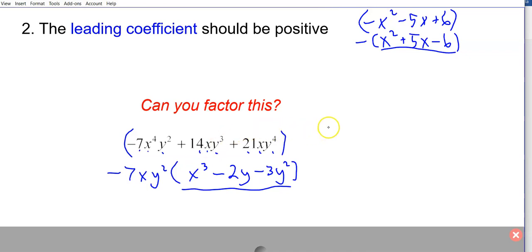So if you do find a GCF for all the terms, that is considered factoring. Although sometimes there'll be additional factoring after you take out a GCF. Like here, I took out a negative. There's still additional factoring that can be done on that problem.